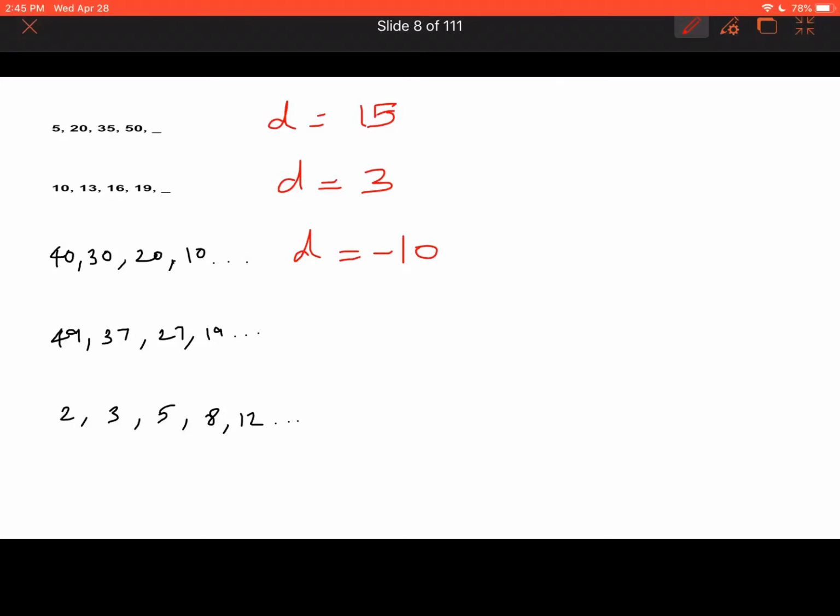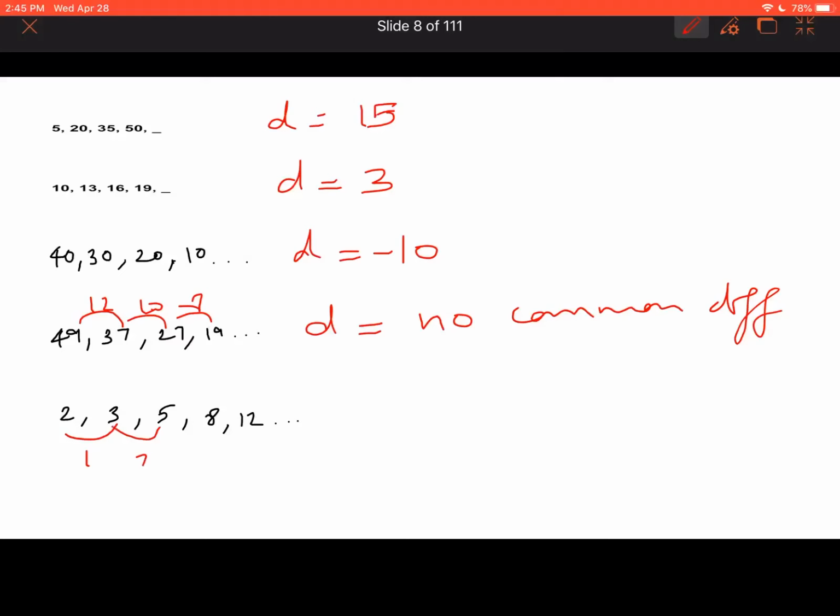Then 49, 37, 12, 10 and 8, right? So this does not have a common difference. No common difference. Then 2 plus 1, plus 2, plus 3 and plus 4, right? So here also there is no common difference. So the first 3 sequences are called arithmetic sequences. The others are some other sequence.